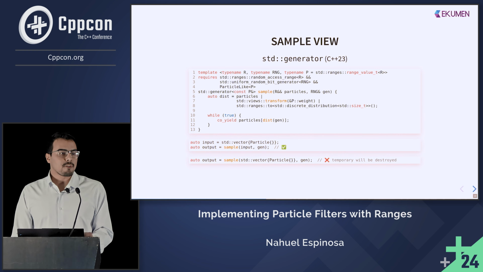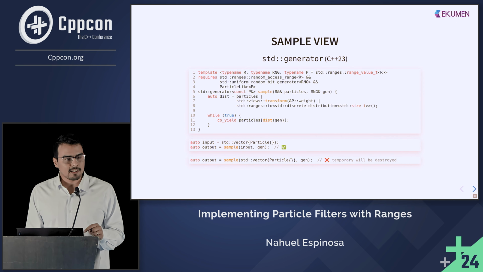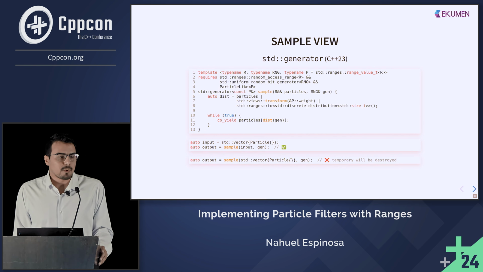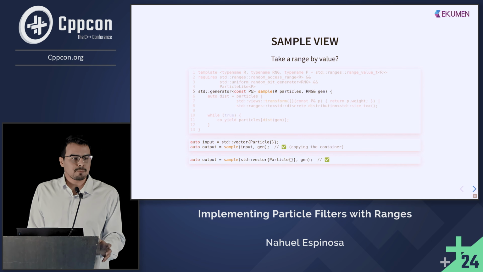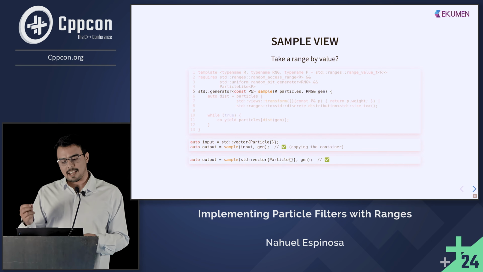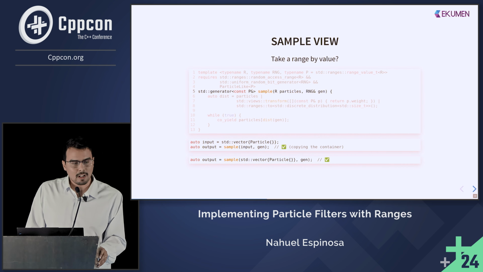If we pass an lvalue reference to an existing range, this works just fine. But there are some lifetime issues if we pass a temporary, because in the second example, if I create an output view with a temporary, that will be destroyed before we get to iterate. So we need to fix that. One way to fix that would be taking the range by value, which works, but it is not ideal since now we're forced to copy the container when we call our function. So we don't want to do that.